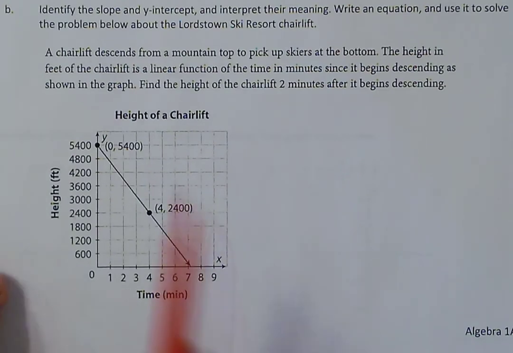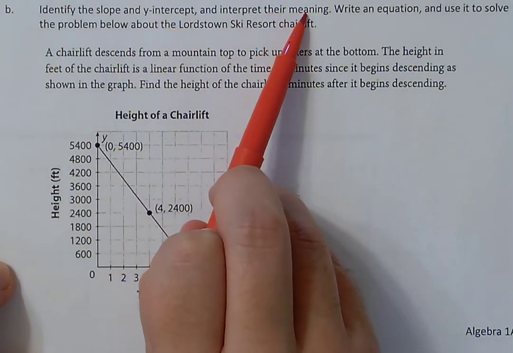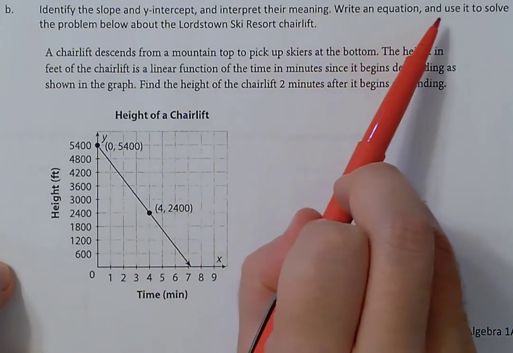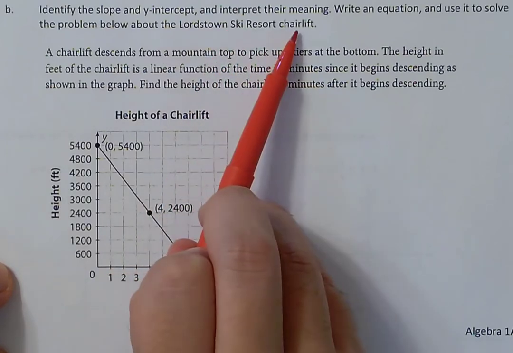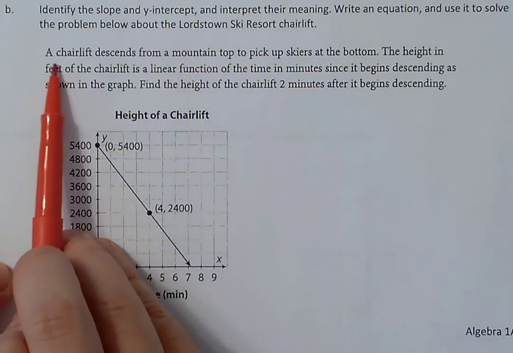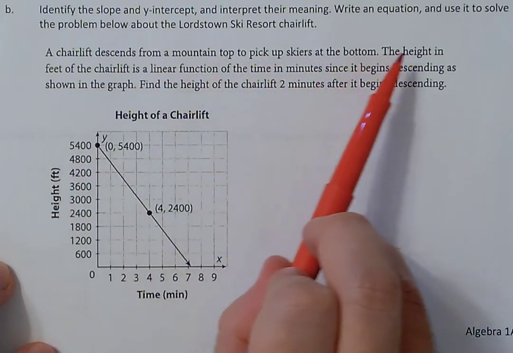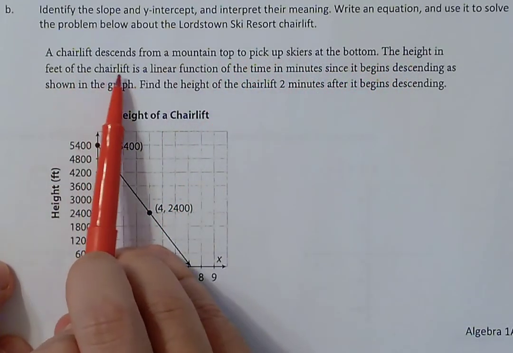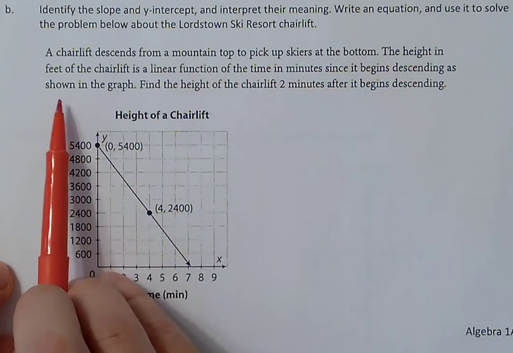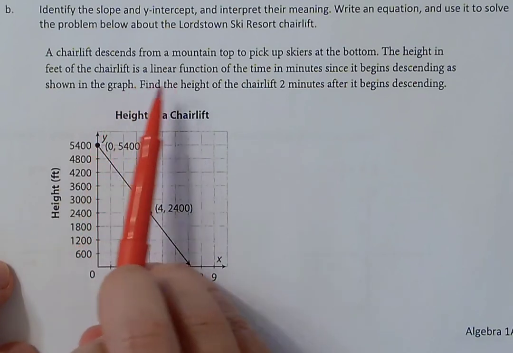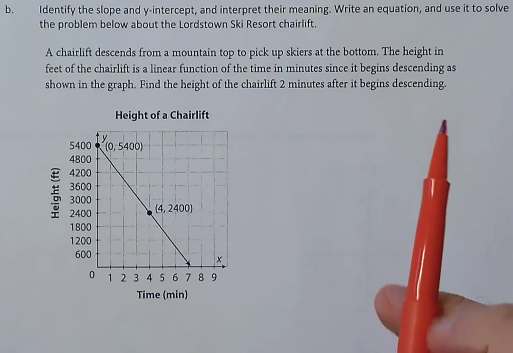All right, for part B, it says identify the slope and y-intercept and interpret their meaning. We need to write an equation and use it to solve the problem below about the Lordstown ski resort chairlift. Now, a chairlift descends from a mountain top to pick up skiers at the bottom. The height in feet of the chairlift is a linear function of time in minutes since it begins descending, shown in the graph. Find the height of the chairlift 2 minutes after it begins descending.